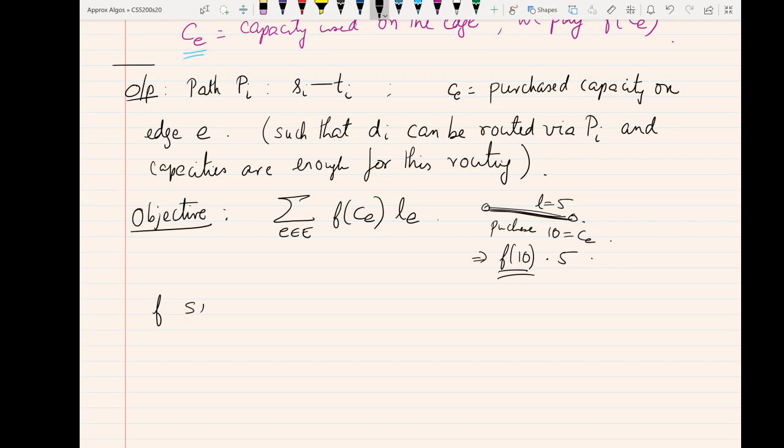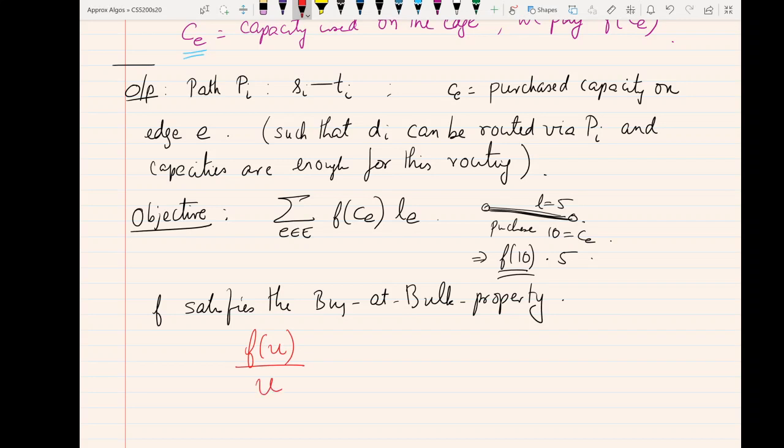So what do I mean by that? It means that if I buy u units, then the cost per unit of bandwidth that I've bought is going to be higher than if I purchase u plus delta. So the more I buy in bulk, the cost that I pay per unit will reduce.